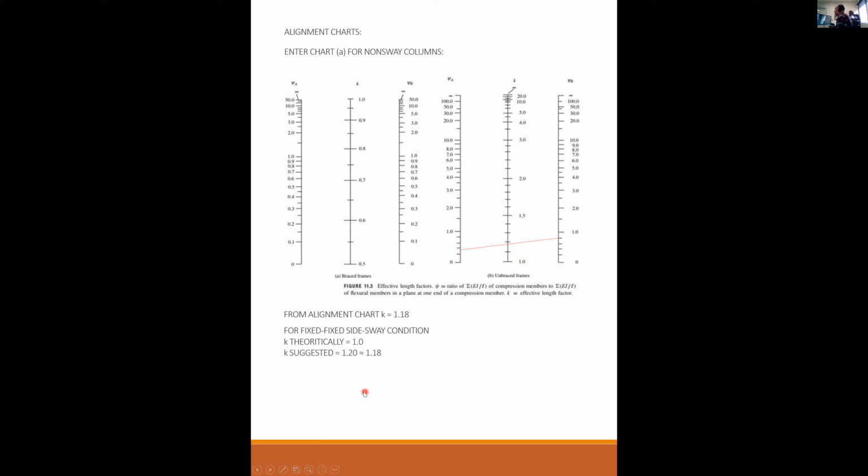1.18. So for a fixed sidesway condition, K is theoretically 1. K is suggested at 1.2, which is about the 1.18 that we got. So you can see that for a sway column, you're at 1.2 versus 0.7 for a braced column. The very same concrete frame, whether it's braced or not, makes a huge difference on these K factors.